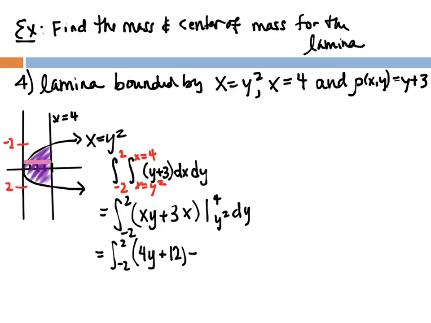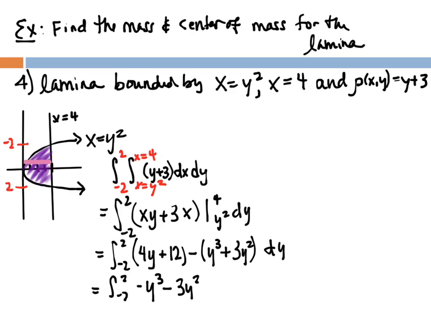And then I will subtract, plugging in y squared. So this would be y cubed plus 3y squared. And actually, I don't even have anything that can combine there. I'll distribute the negative, but that's really all there is to do there on that one. So we have negative y cubed minus 3y squared plus 4y and then plus 12 dy.